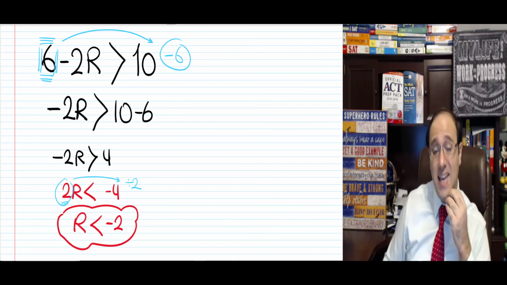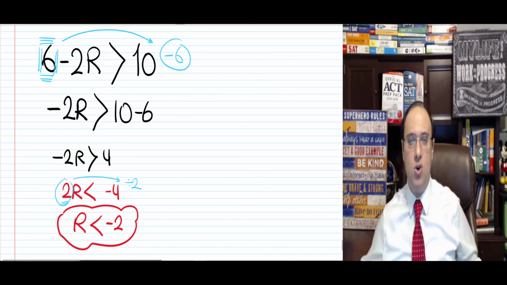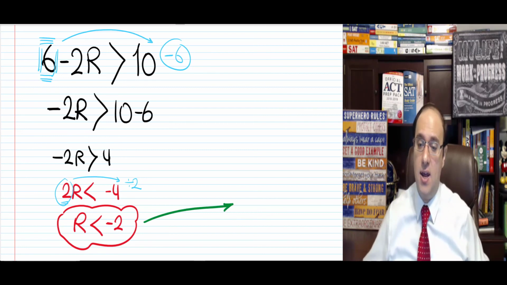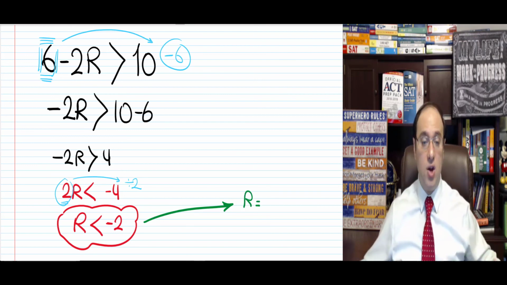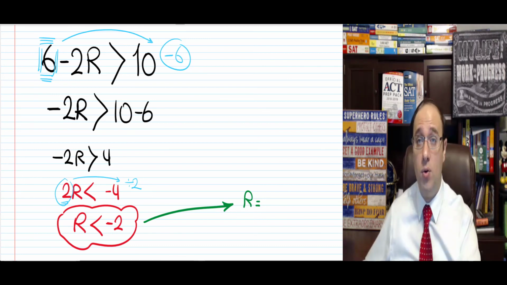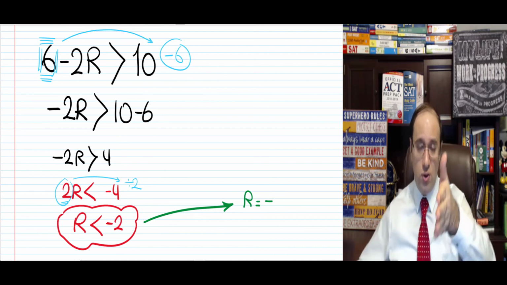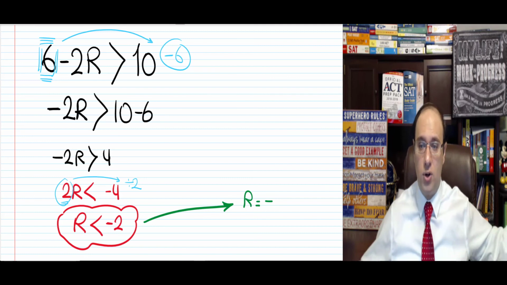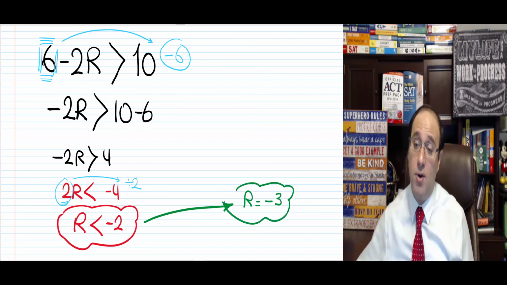Wait a minute. Can I test this? Can I check that I'm right? Yeah. How? With an inequality? Yes. Here's how. r is less than -2. That's your answer. So you have to assume that r equals any number less than -2. What is less than -2? -1 or -3? -3. Because -2, -3, -4, -5, it keeps going smaller, less. So r equals -3. I'm going to test.